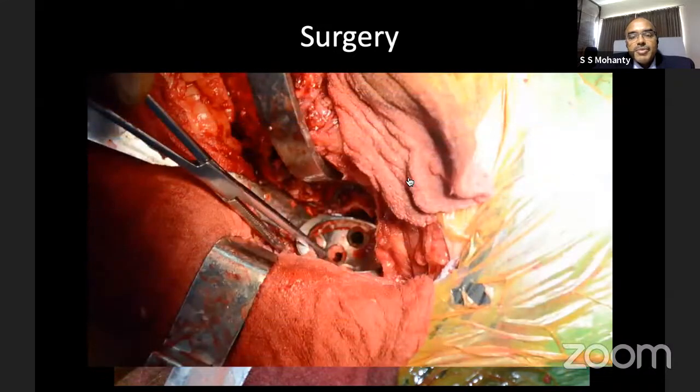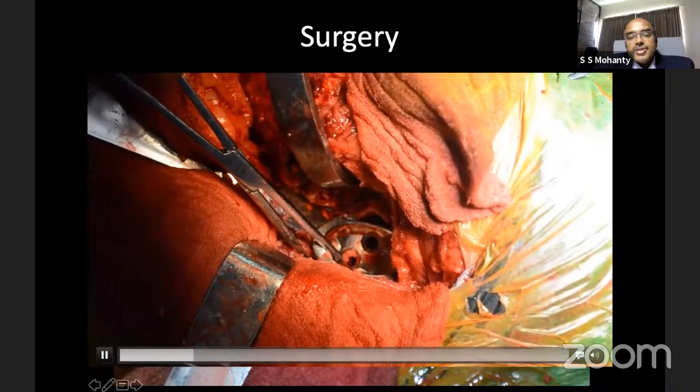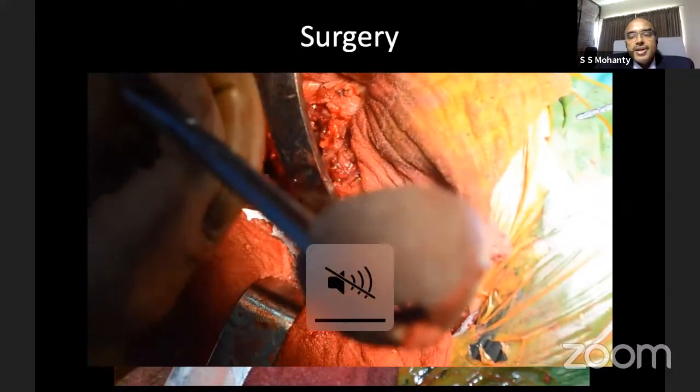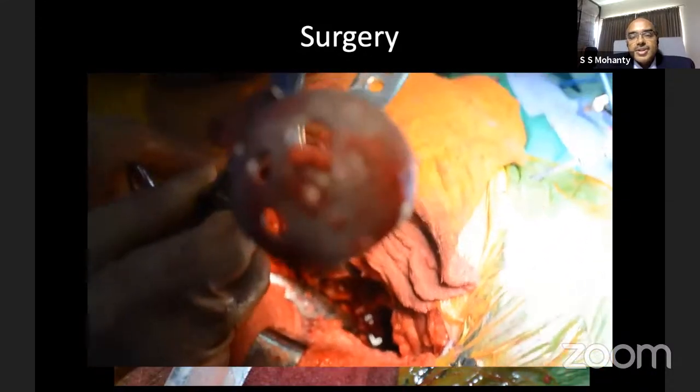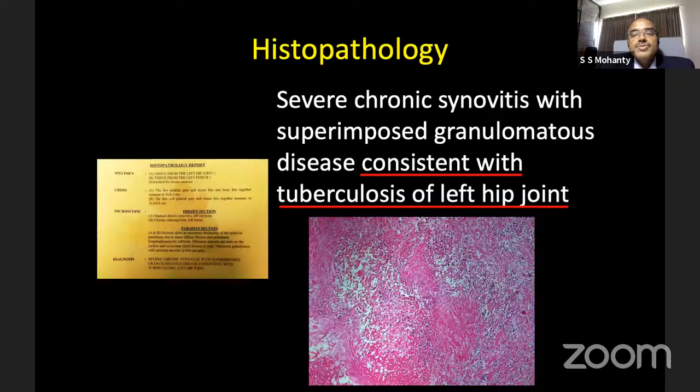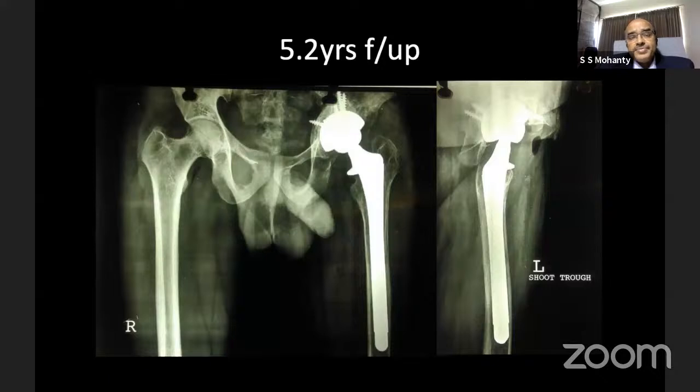The acetabular component also came out, and you can see that there is hardly any bone ingrowth in this, and there is no bone ingrowth on this acetabulum. Intraoperatively, since it was not looking infected and there was no granulation tissue, we just did a revision surgery, putting the bone graft there. But the histopathology showed a superimposed granulomatous disease consistent with tuberculosis, and he was treated with anti-tubercular treatment for about a year. And this is more than 5 years follow-up of this patient, showing no recurrence of the infection and restoration of the biomechanics of the hip.